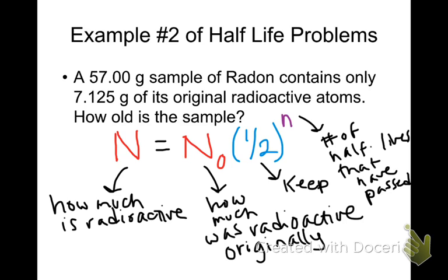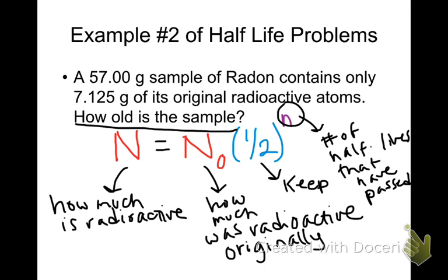Can you guess which variable we are going to be solving for in these problems? Think about it. We want to know how old the sample is. The only thing in here that's time is this little n, the number of half-lives, because a half-life is measured in some kind of time interval. Those half-lives were seconds or days or years or microseconds. So that is what we will be solving for.